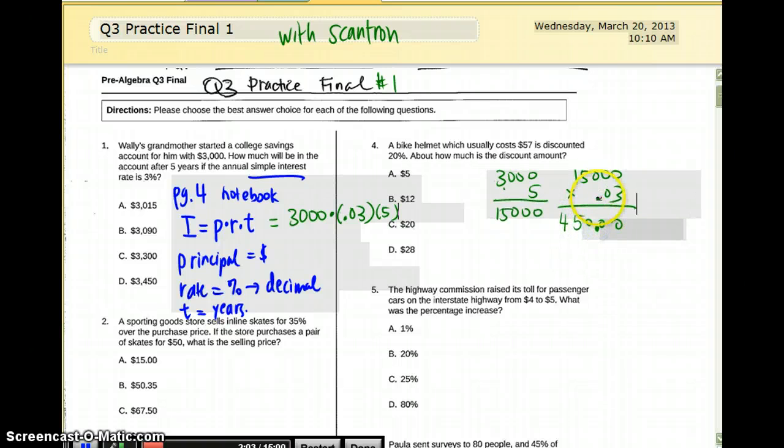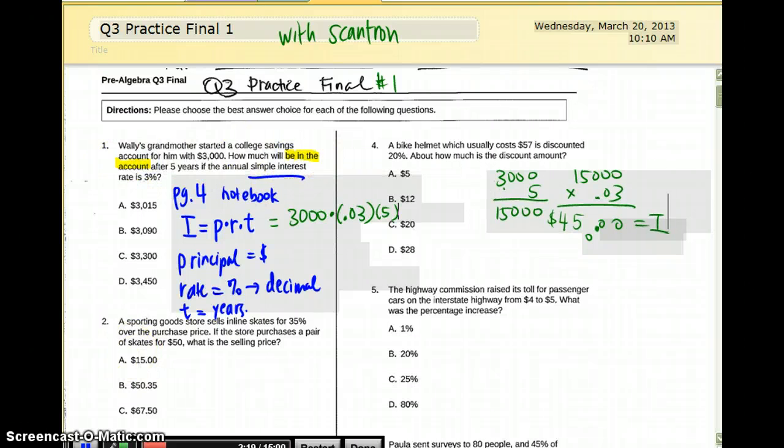My decimal will go right there. So I get $450 is my interest. Now, I don't see $450 in my answer choices, but the question, if I look back to it, says how much will be in the account.